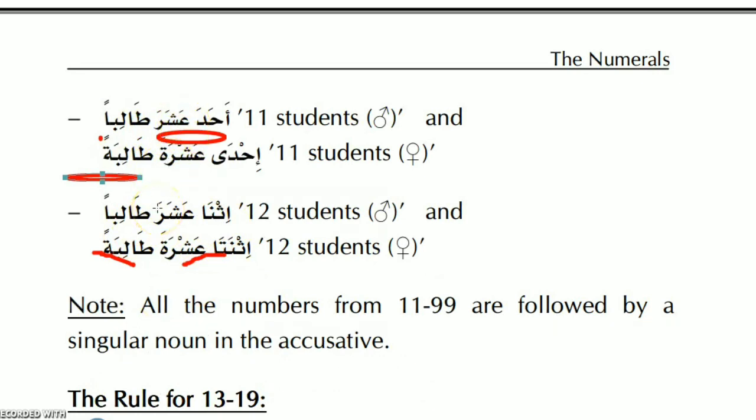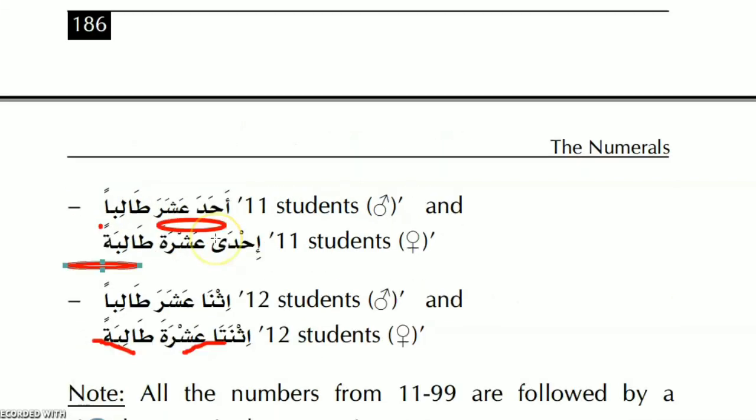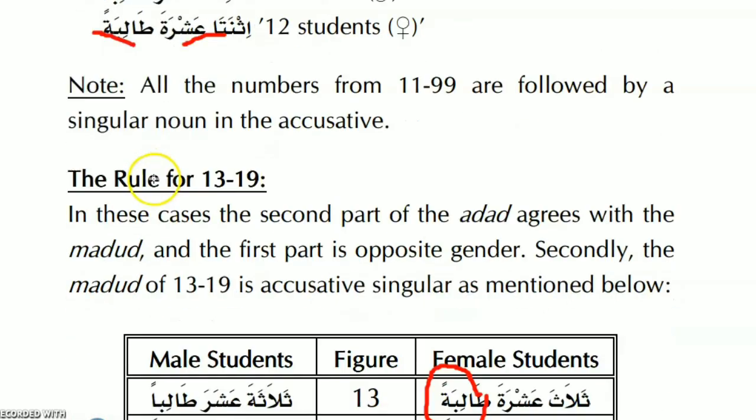Now here we are talking about muzakkar 11. Isna ashara taliban. See, taliban is a muzakkar and isna ashara is also muzakkar because there is no sign of muannas. See over here, isnata ashara talibatan. See, talibatan is a muannas. That's why both parts of the first adad will be according to madud. So there is agreement. We can say that in 11 and 12 it is according to the madud.